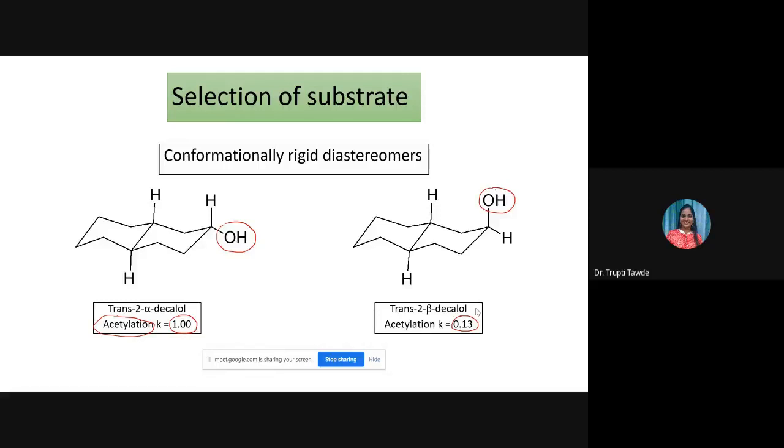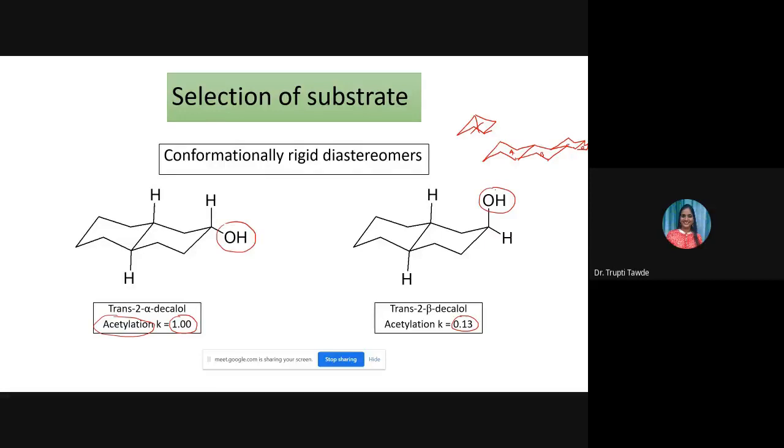What is 5 alpha series? 5 alpha, it is trans. Okay, so I will prefer to go for the 5 alpha series. If you talk about the steroids, we have total 4 rings, right? This is A and B ring. Then we have this C ring, and then we have this 5 membered D ring. So A, B, C, D.